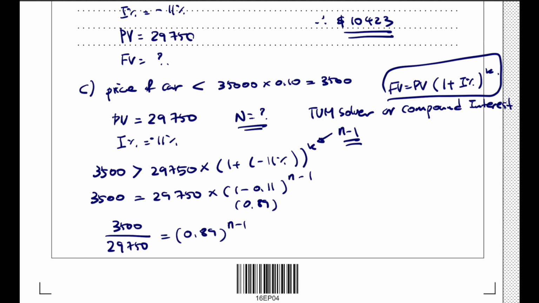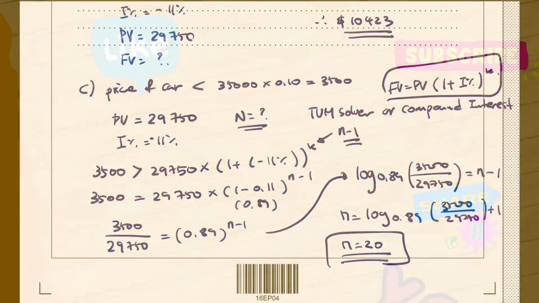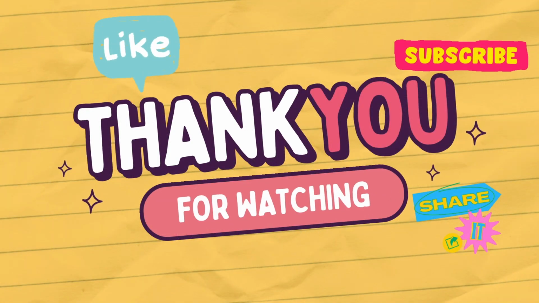Okay? Then using the logarithm rule, we can say n minus 1 equals log base 0.89 of that ratio, which is the same as n equals log base 0.89 of it, writing the numbers out, plus 1. Then when you do this calculation, since we need to find the least value, the n value is equal to 20.